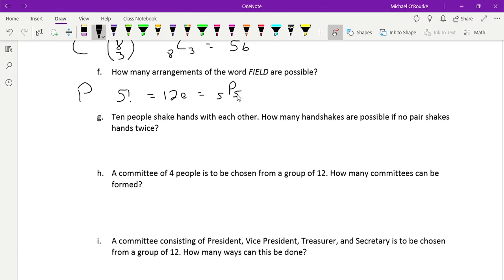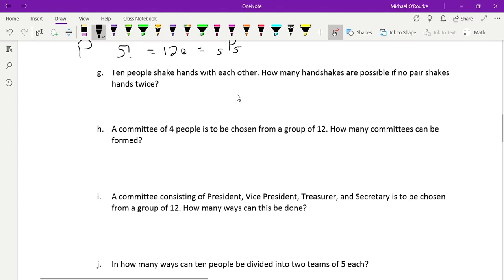10 people shake hands with each other. That's not COVID friendly. This one's a tough one. I don't like it. I've read this question over like 3 times in 3 different ways, and I still don't quite understand why it is a combination. But it doesn't matter.